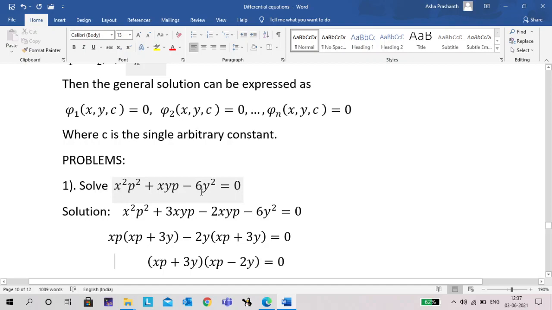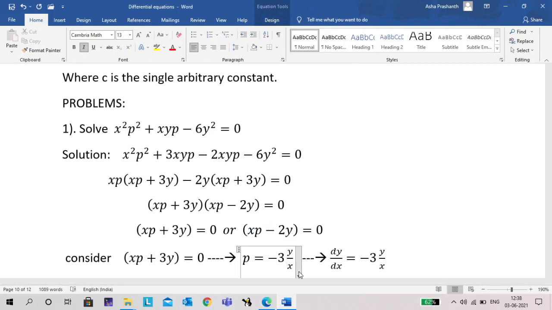Here we are getting a negative sign, right? Then what are the two terms we have to consider? 3 and 2, with plus and minus, because for the higher number I am taking the positive sign, since here we have positive. So for that I am taking 3 as positive. First term as it is, I am replacing xyp as 3xyp minus 2xyp minus 6y square is equal to 0, right? Then in the first two terms xp is common, in the next two terms 2y is common, right? After simplifying we got this. Then xp plus 3y, xp minus 2y is equal to 0.